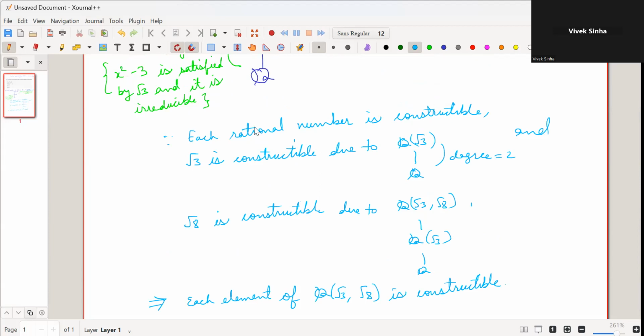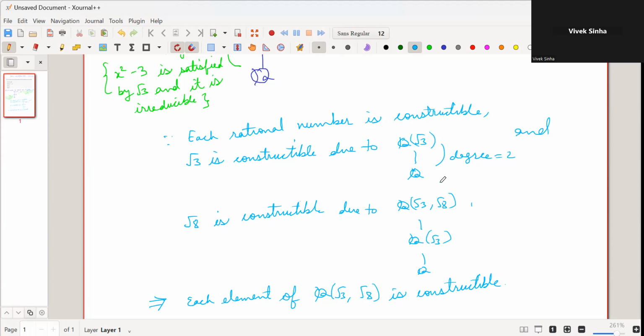See, Q is constructible. Root 3 is constructible. Now each element of Q root 3 is of the form A plus B root 3, where A is constructible, B is constructible, root 3 is also constructible. So A plus B root 3 is constructible. So each element of Q root 3 is constructible. Now Q root 3 root 8 is just a degree 2 extension of it.